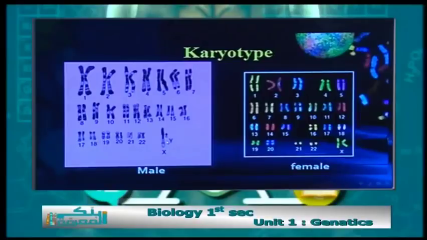By length, pair number 23 would come after pair number 7, but it is placed here because it carries information about sex. Pairs 1 to 22 carry information about your body.